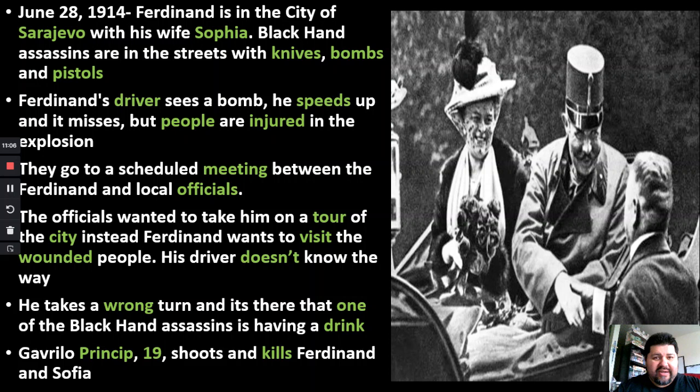So Ferdinand met with these local officials. They had a little meeting. They heard about the explosion. It's like, no, no, I'm good, this and that. And so they had this little meeting. They're having a good time. And then the officials basically tell them, hey, let us take you on a tour of Sarajevo. Let us show you around the town, things like that.